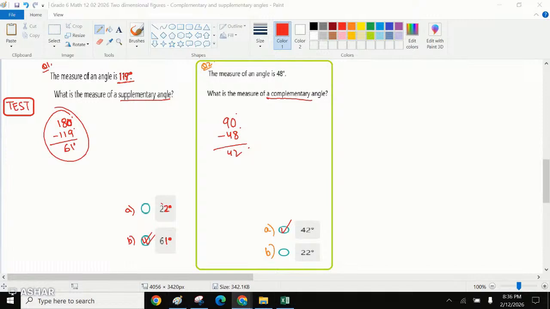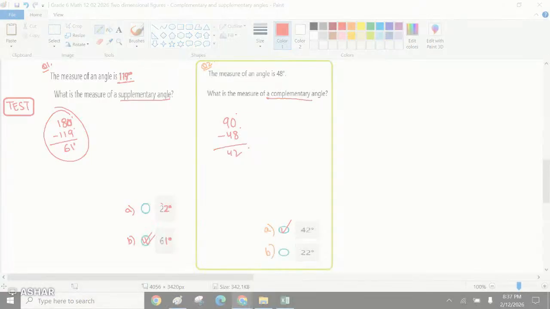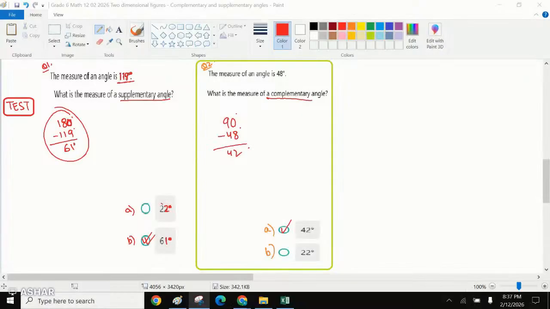In question number 1, rather than solving the question, we could only have seen the two options available. One was even, one was odd. The even is not possible because the angle given is already 119. So we would need a supplementary angle that is odd.